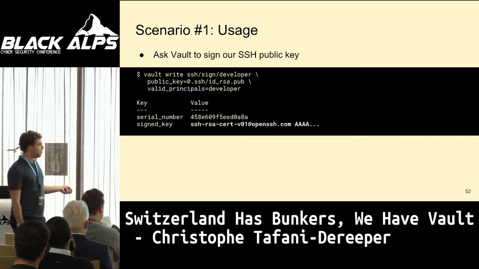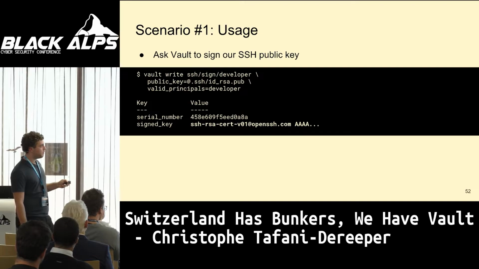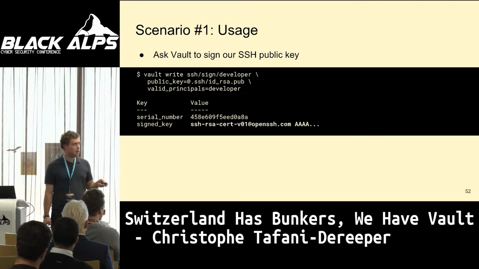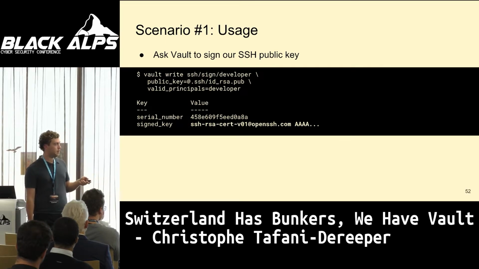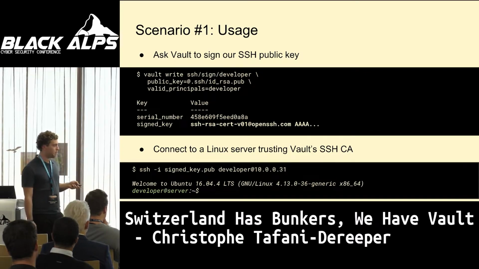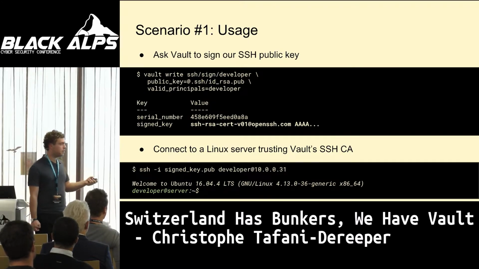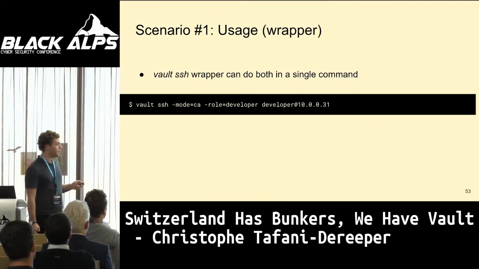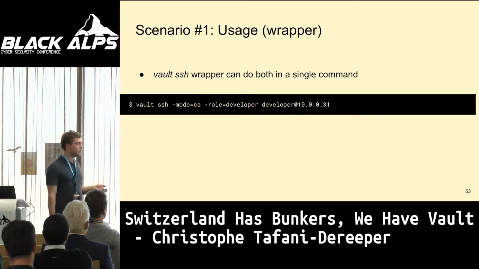Once this is set up, as a user, I can use the Vault CLI and ask Vault to sign my public key for this SSH role that we defined just before. And if I have the rights to access this path, SSH signed developer, Vault will give me my signed SSH key, which is basically an SSH certificate that I will be able to use to SSH into the machine. So you have two steps, and if you are lazy, you can use the Vault SSH wrapper, which does the same but allows you to do that in a single command.